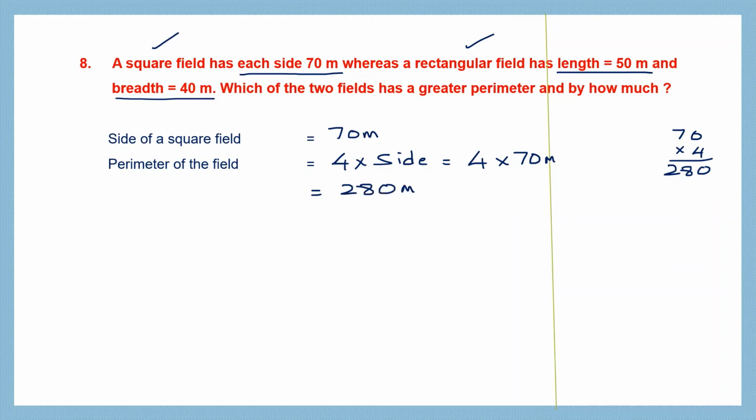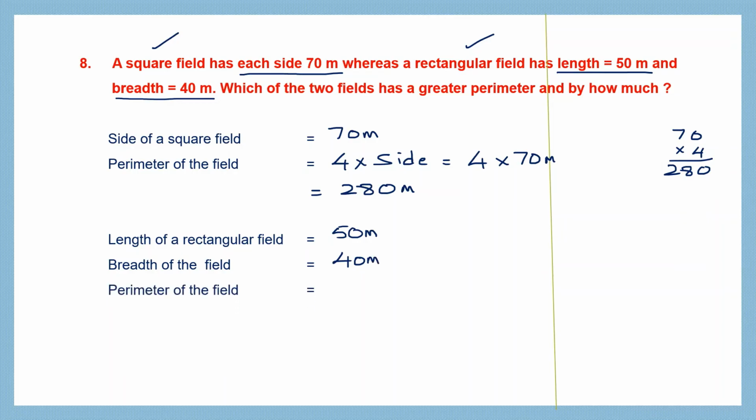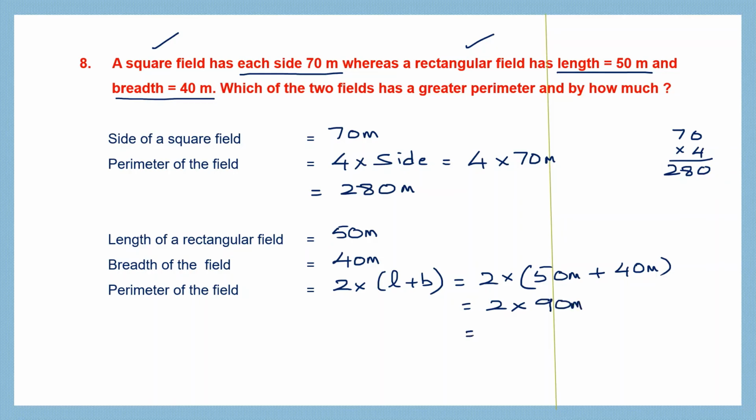Now we have to find the perimeter of the rectangular field. So length of the field is given to us as 50 meters. Then the breadth of the field is given to us as 40 meters. We must find the perimeter of the field, which is 2 into length plus breadth. So this is equal to 2 into 50 meters plus 40 meters. So that will be 2 into 90 meters. 9 twos are 18, so 180 meters.